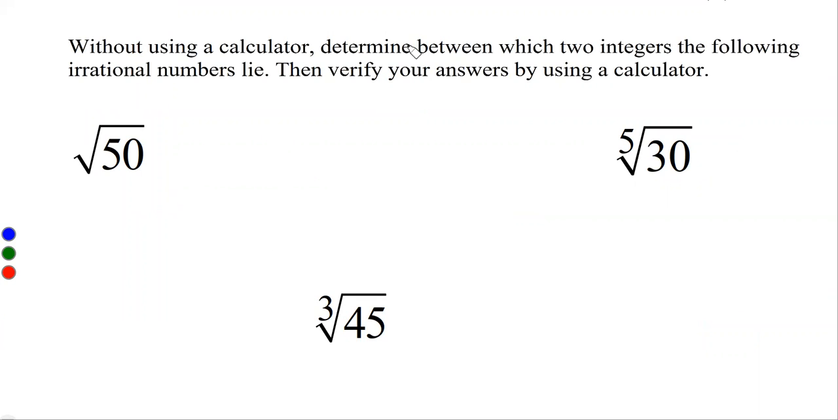Without using a calculator, determine between which 2 integers the following irrational numbers lie. Then verify your answer by using a calculator. Now, what you need to understand here, when you're asked to find 2 integers between which an irrational number lies, you need to look for perfect squares. This one here is the square root of 50, but you don't have a perfect square root of 50. So what you need to do is check which 2 perfect squares are closest to 50, one below and one above.